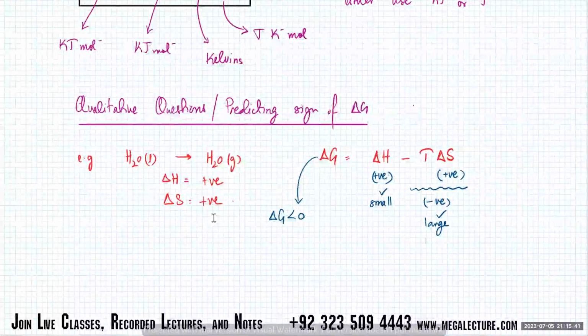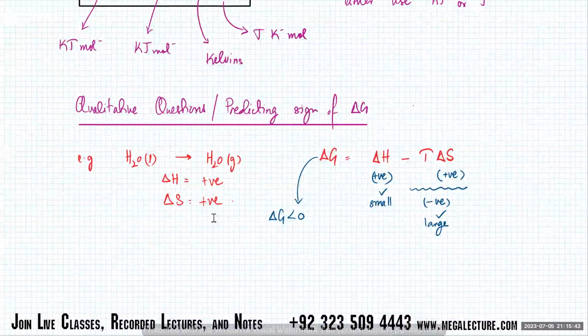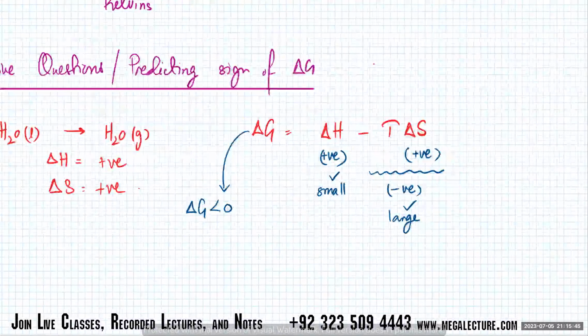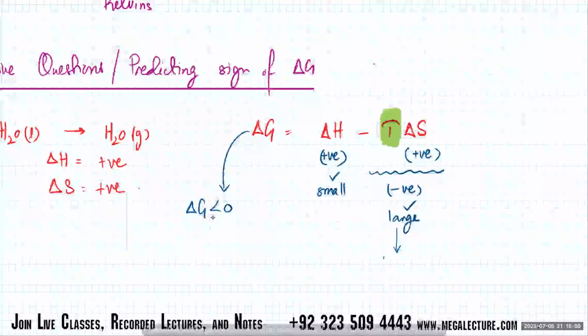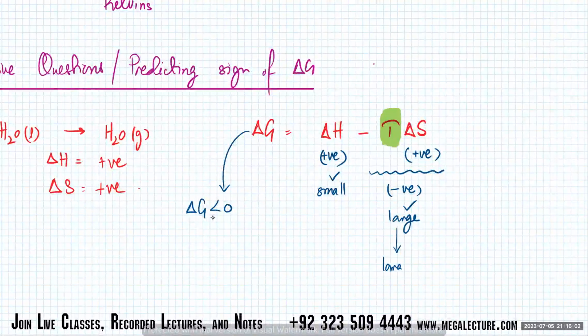Yes, sir. So there's only one variable over here, which is temperature. The other ones are kind of fixed. Enthalpy change and entropy change are kind of fixed. So if you want to make this negative term larger, you need to have a higher temperature.